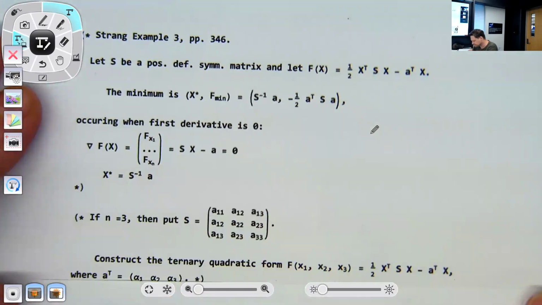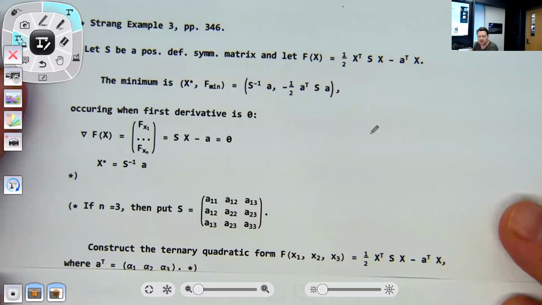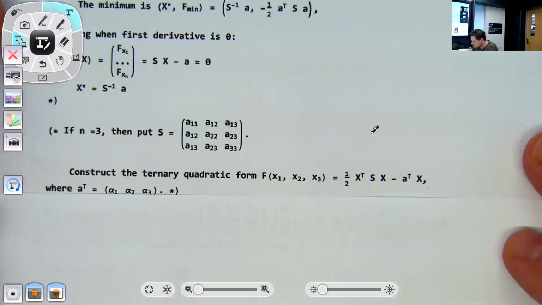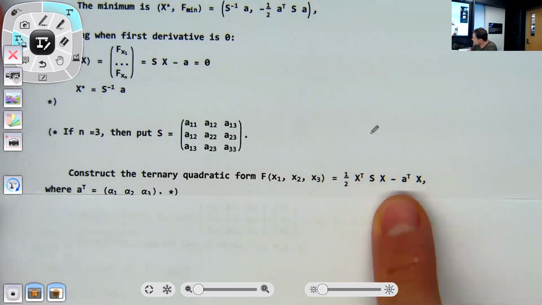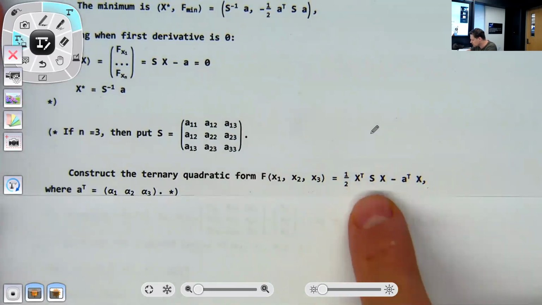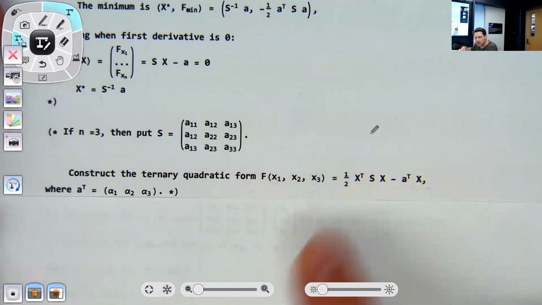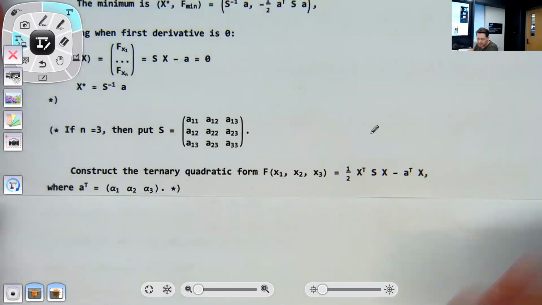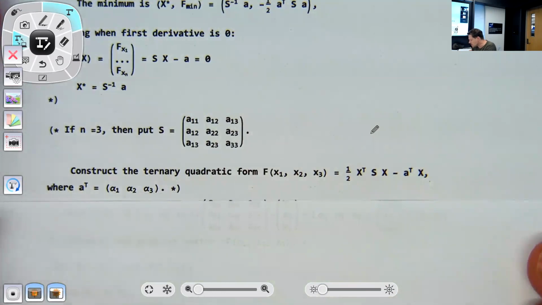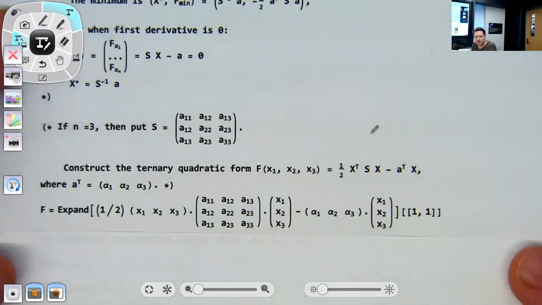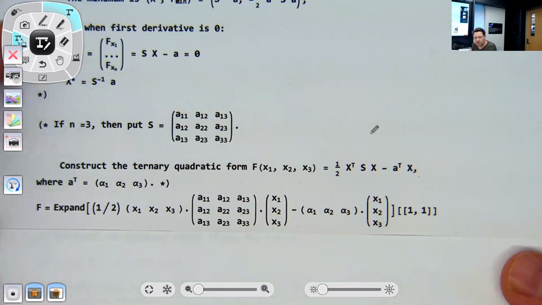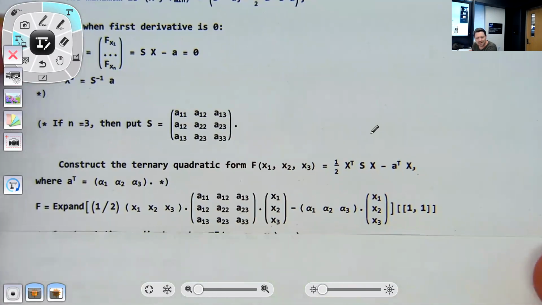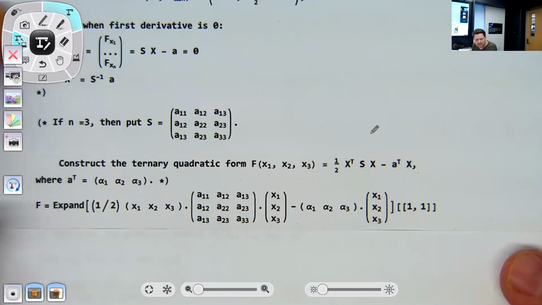Okay, and so on. So let's first construct the ternary quadratic form given by this expression. You put in your x1, x2, x3 as the uppercase X, the vector. Then I'm going to say let A transpose be alpha1, alpha2, alpha3. What I'm doing here is using Mathematica's symbolic capabilities to help me out with that calculation. It makes short work of this.